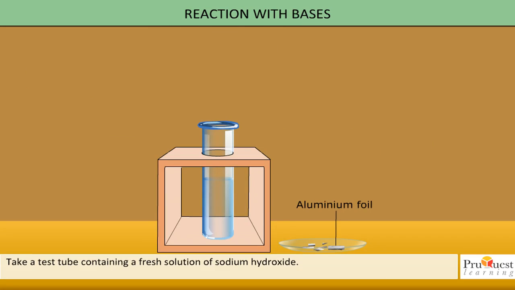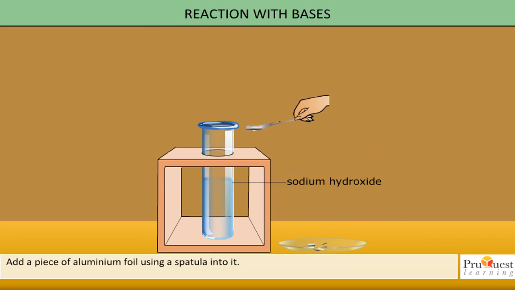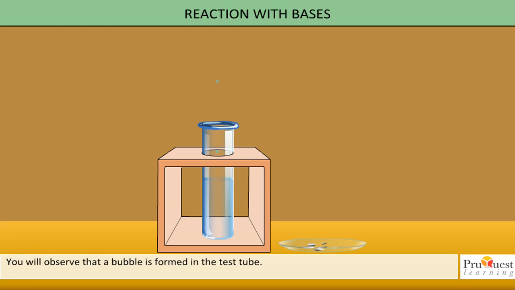Take a test tube containing a fresh solution of sodium hydroxide. Add a piece of aluminium foil using a spatula into it. You will observe that bubbles form in the test tube. Bring the burning matchstick near the mouth of the test tube. Gas burns with a pop sound. We conclude that metals react with bases to produce hydrogen gas.